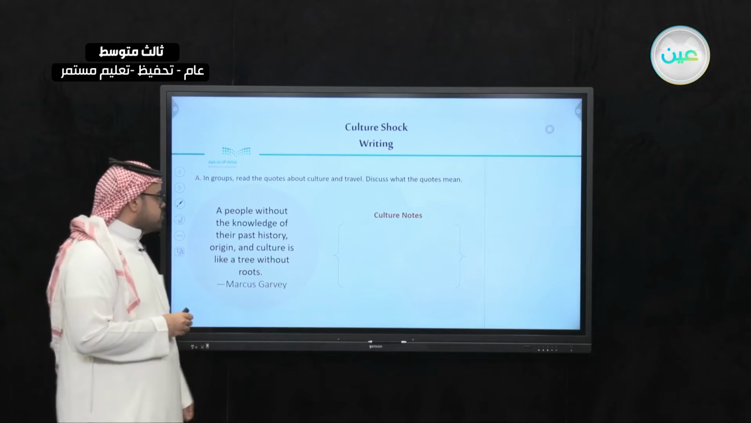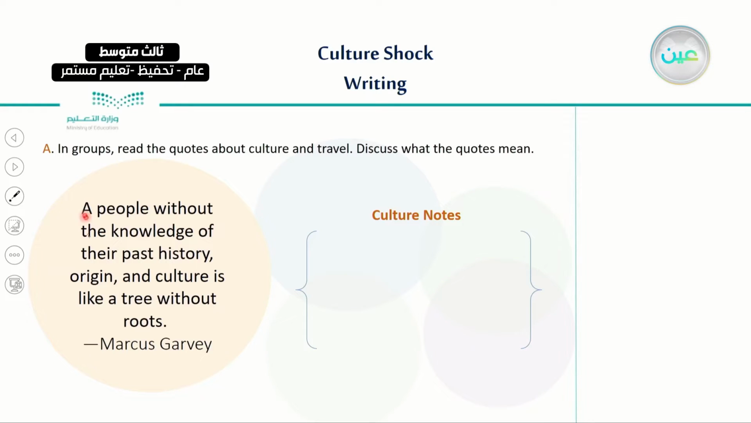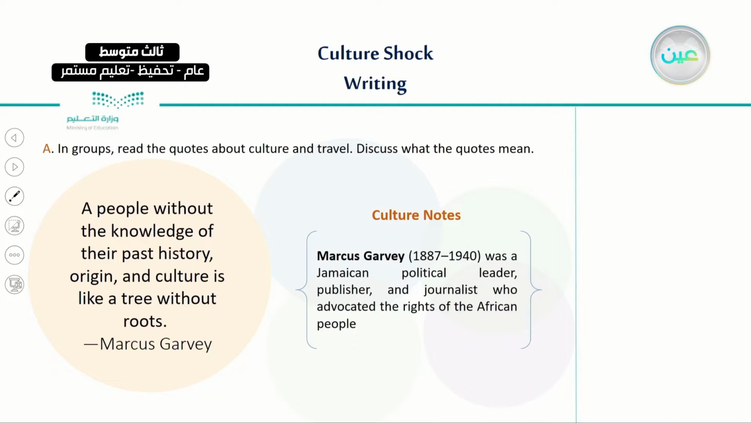So the first quote we have is from Marcus Garvey. Marcus said, "A people without the knowledge of their past history, origin, and culture is like a tree without roots." So, who is Marcus Garvey? Marcus Garvey was born in 1887 and died in 1940. He was a Jamaican political leader, publisher, and journalist who advocated the rights of the African people. So he is a very well-known leader, and also a political one and a publisher.